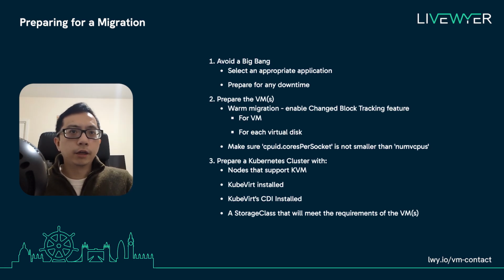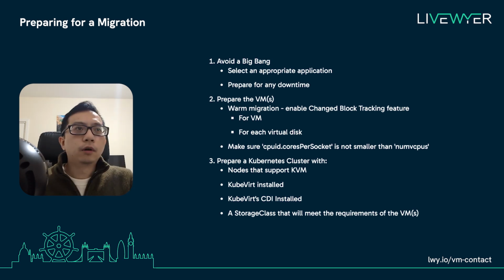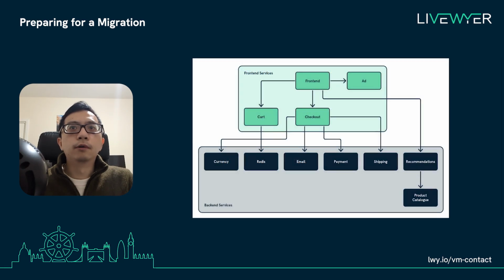So select one application that is deployed in a VM or across multiple VMs that you want to migrate. For our demo, we'll be migrating an application made up of multiple front-end and back-end services. But you don't have to select an application that is similar to this. We recommend you select an application that will give you the most information as you perform the migration for the first time.